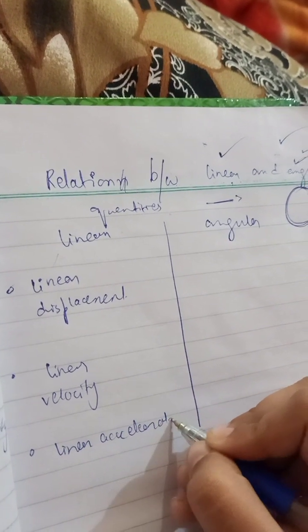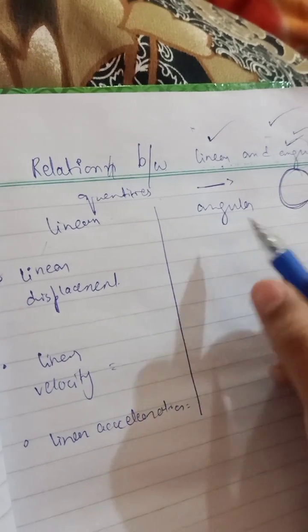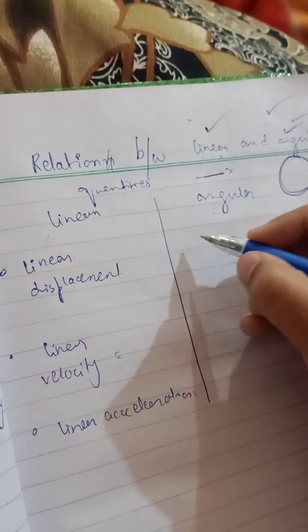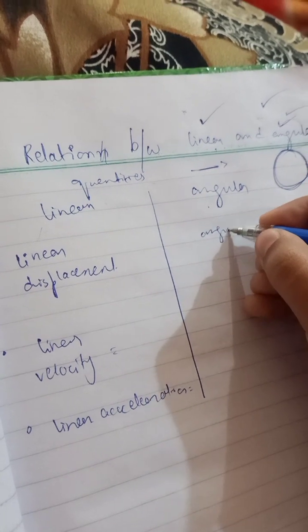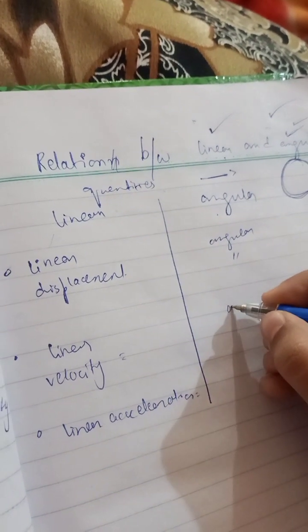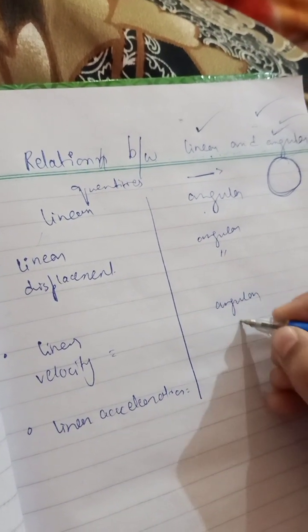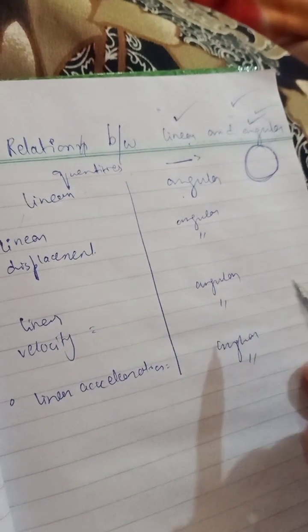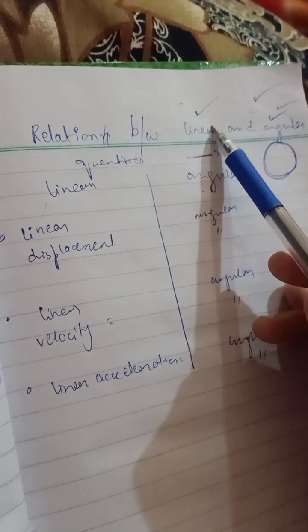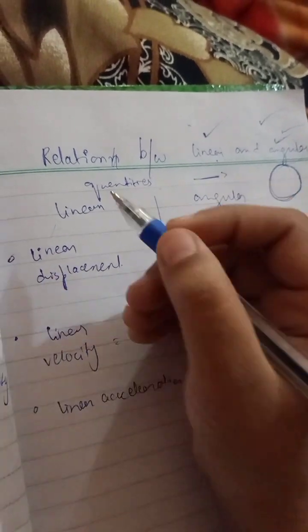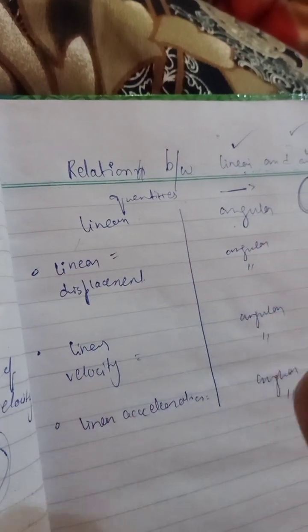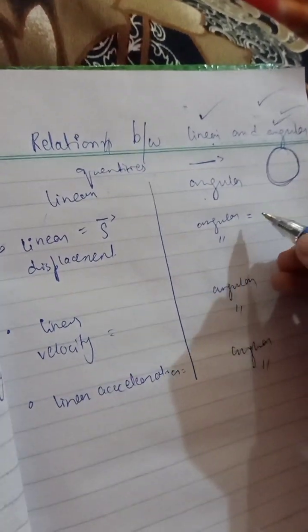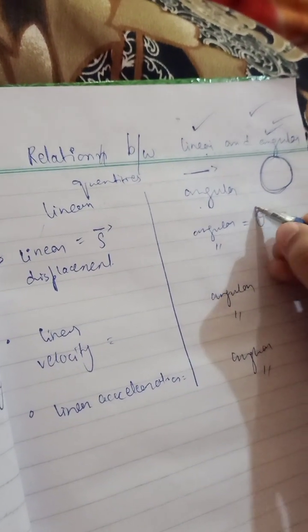In the same way, we have angular quantities: angular displacement, angular velocity, and angular acceleration. The quantities are the same, but there is a difference between the linear and the angular. If we talk about linear, the symbol of linear displacement is s. For angular displacement, we have theta.